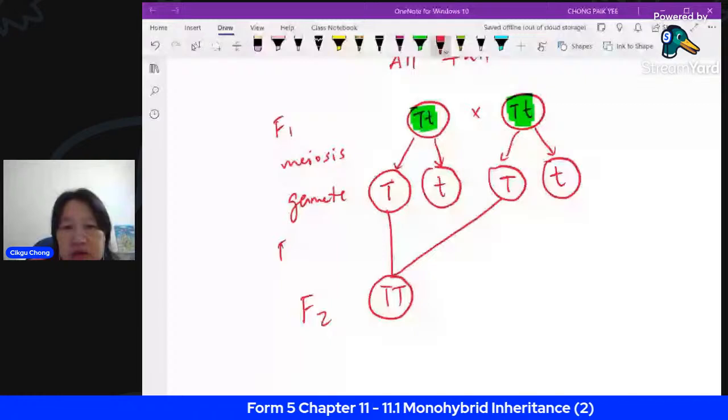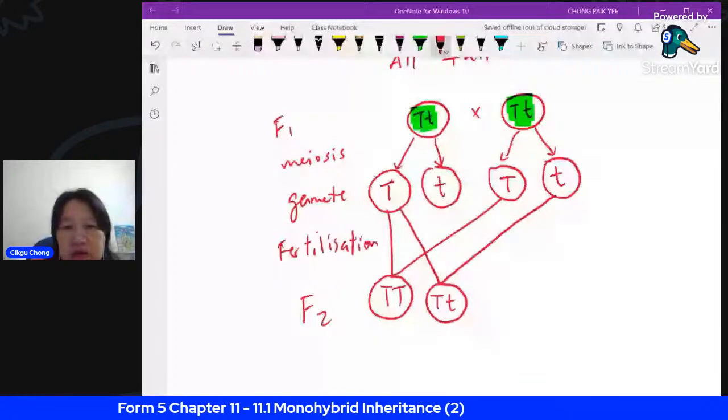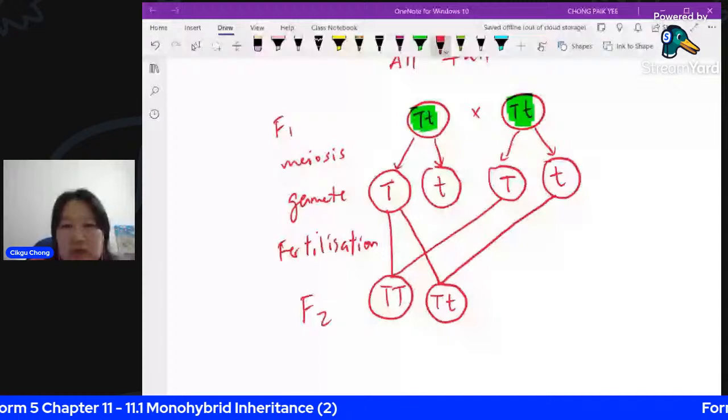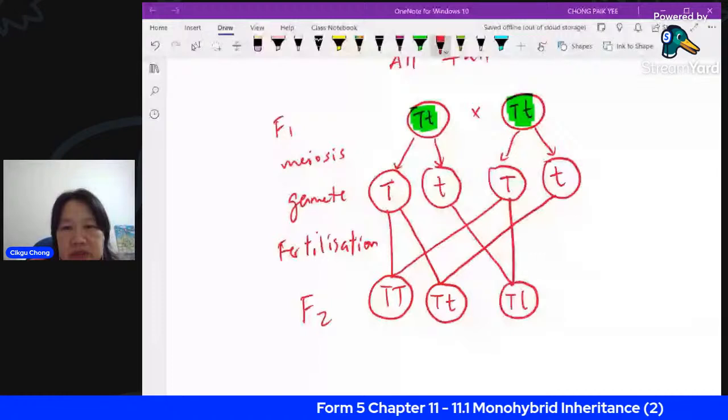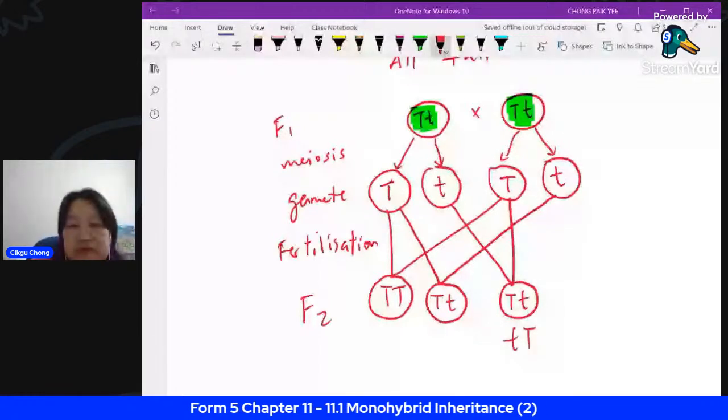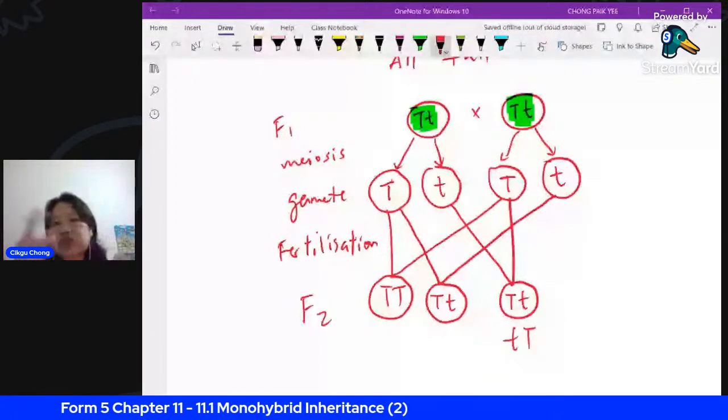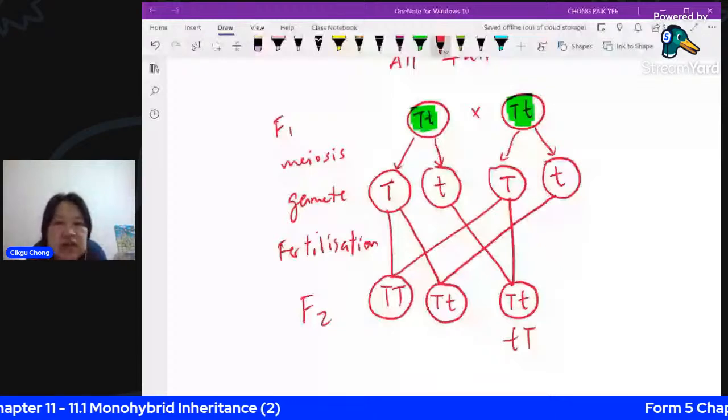And then what about the next one? This one can also combine with this. You're going to get capital T, small t. Usually we write the capital first. You can also write it the other way, but this is less common now. We normally write the dominant first. It doesn't matter, you can change the position. You can write your dominant first or recessive first. It's still referring to the same thing.